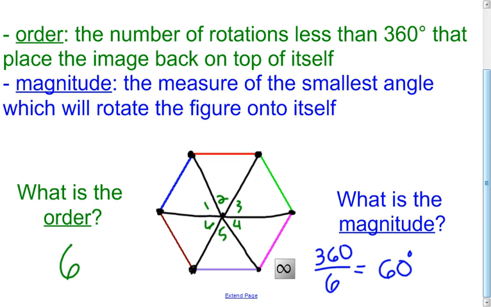So remember, order is how many different ways can I rotate it to have it land on itself in one direction only. Don't count clockwise and counterclockwise, just one direction. And also remember that if it has an order of at least 1, then you get to count the 360-degree rotation as well, so then it would have 2. 2 is the smallest order you can have. And magnitude is that smallest angle measurement that is going to allow that figure to land on top of itself. That's where I'm going to conclude the lesson portion of the rotations.